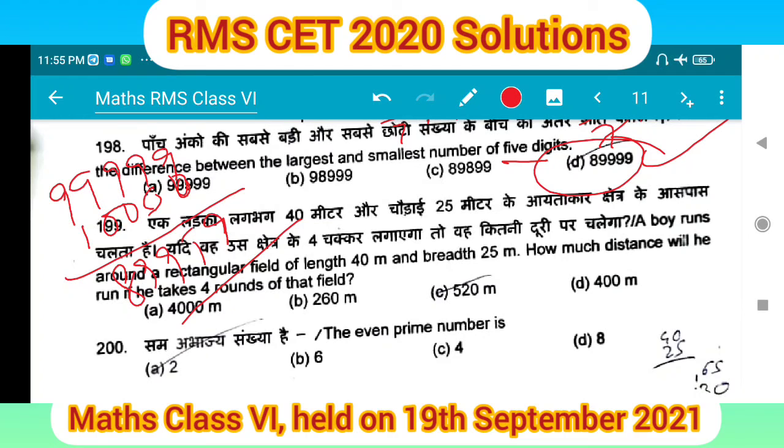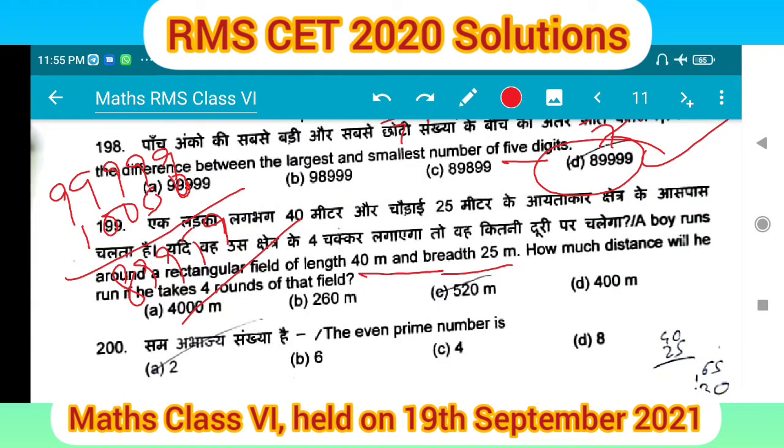Next, question 99. A boy runs around a rectangular field of length 40 meters and breadth 25 meters. How much distance will he run if he takes 4 rounds of it? Very easy. 40 into 25, how much? 25 fours are 100, means 1000. Okay, 25 fours are 100. One minute.